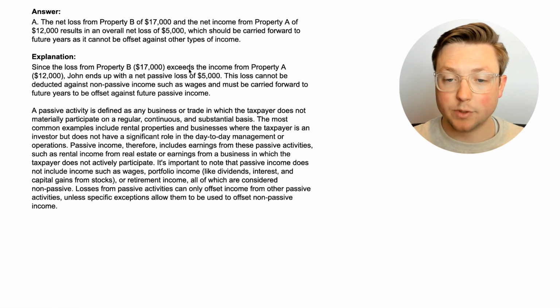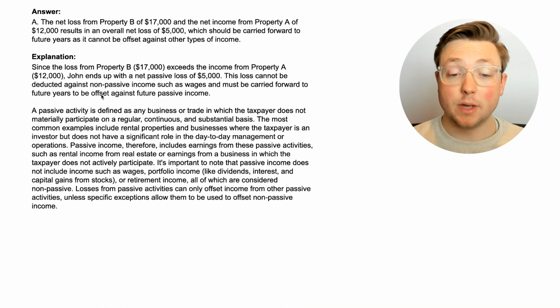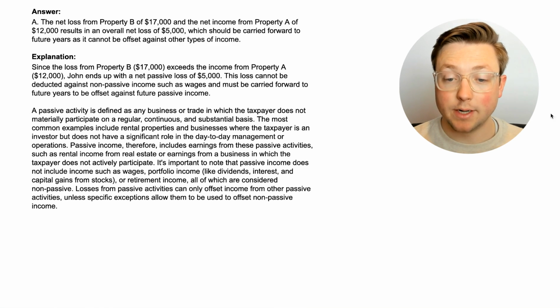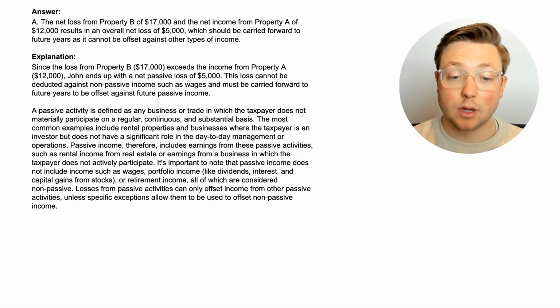So this says what we just read. This loss cannot be deducted against non-passive income such as wages and must be carried forward to future years to be offset against future passive income. All right, well, let's read a little bit more about this. A passive activity is defined as any business or trade in which a taxpayer does not materially participate on a regular, continuous, and substantial basis. The most common examples include rental properties and businesses where the taxpayer is an investor but does not have a significant role in the day-to-day management or operations.